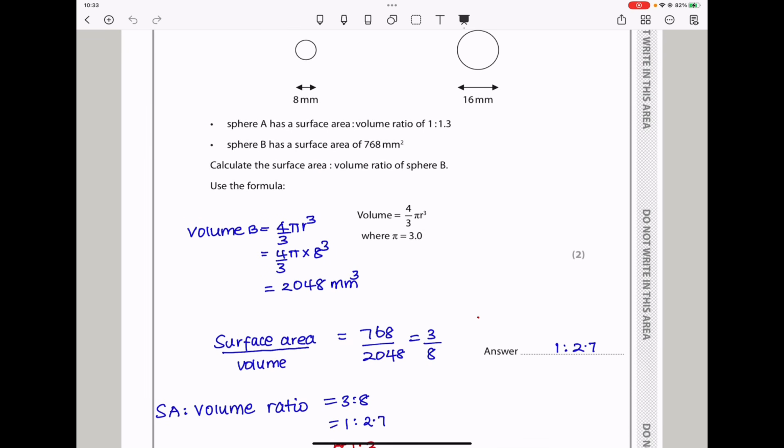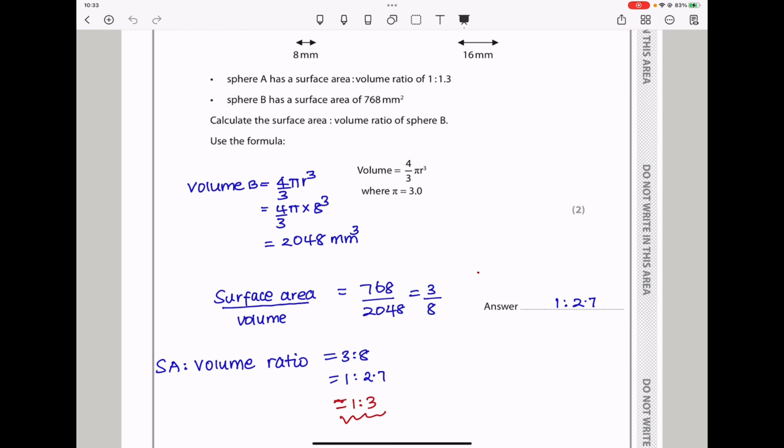So at first, I found the volume of sphere B, which, using this formula, is 4 over 3 pi r cubed, where my radius is going to be 8 because the diameter is 16. So substituting, I got 2048 millimeters cubed. Now this is my volume, and I have the surface area here. So the surface area to volume ratio is going to be 768 divided by that, which is the same as 1 to 2.7, or you could round off to 1 to 3. So my answer here is 1 to 2.7.